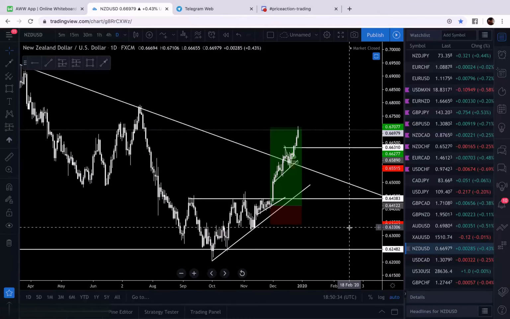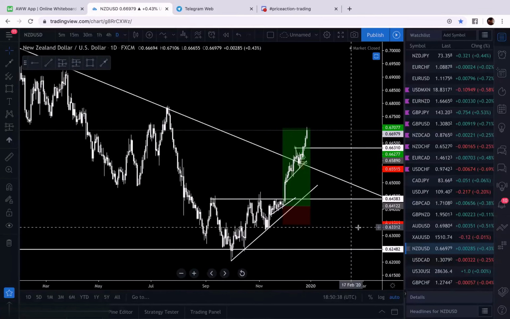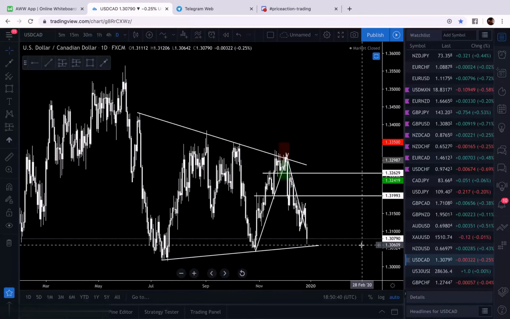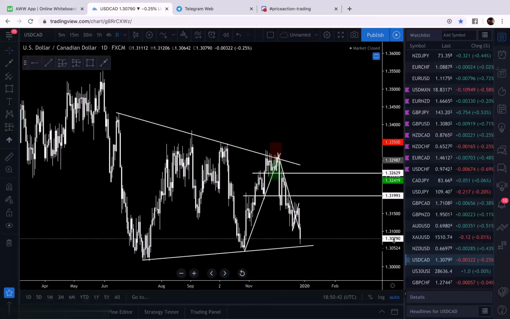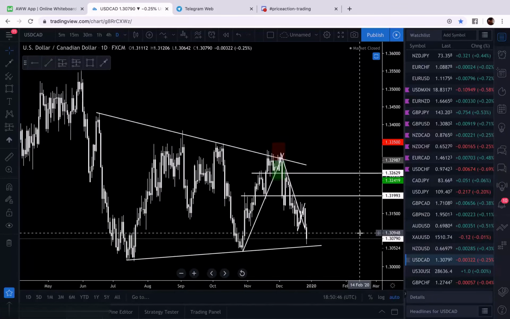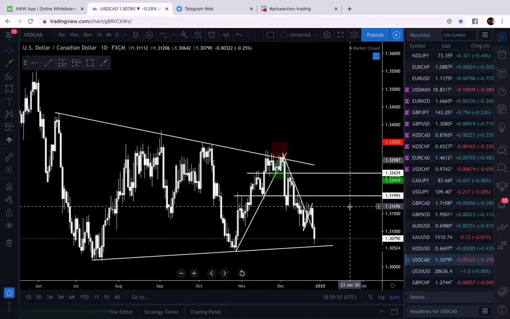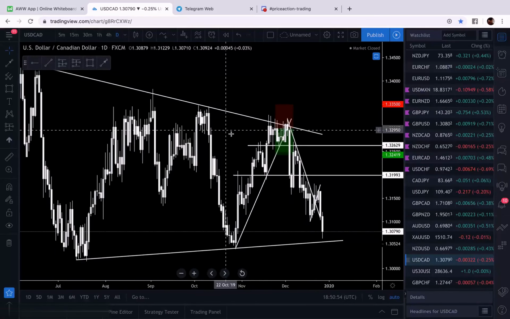So that being said, I'm trying to find one more really clear one so that way you guys can see it. So let's look at this one. This is the trade I actually took.